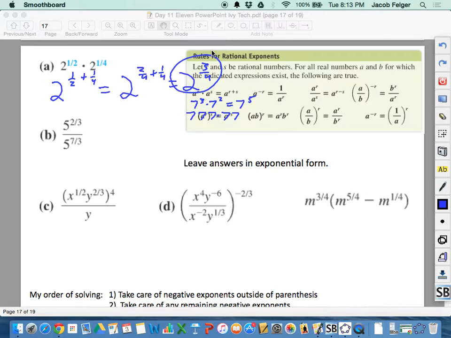Okay, so think back over here to this one. The exponent is counting how many of the base I have. I've got 3 sevens, I've got 2 sevens. So I have 5 sevens. Here I have a half of a 2, and I've got a quarter of a 2. So now I've got 3/4 of a 2.